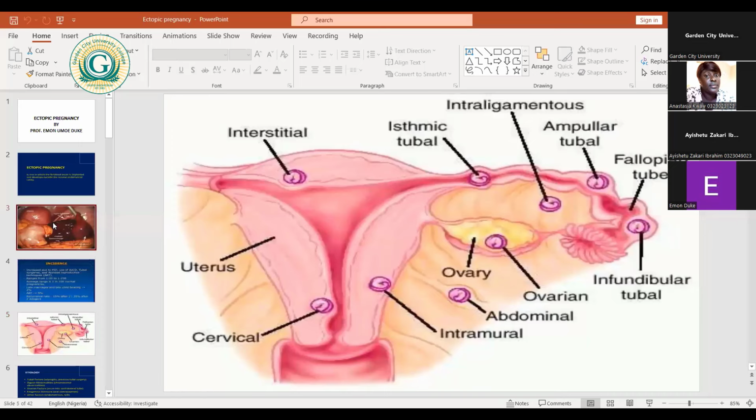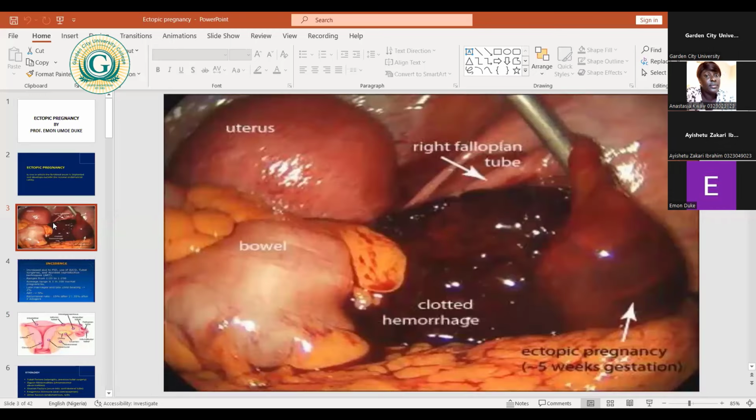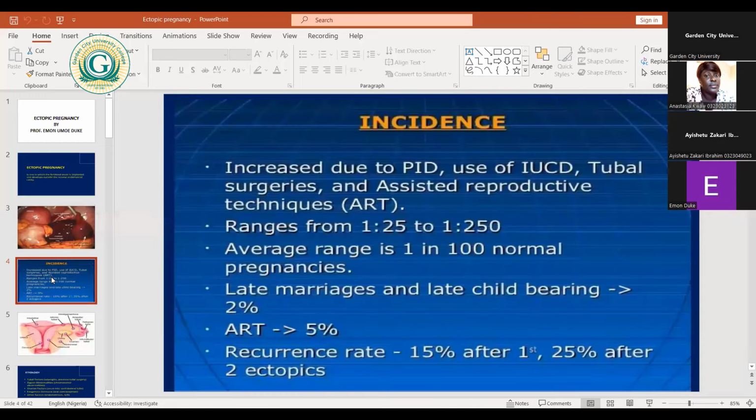Now, you see this one here is a ruptured ectopic pregnancy. If you look, you will see that the right fallopian tube is the one that is affected. And this pregnancy is just 5 weeks gestation. You can see it there. In the center there, there are blood clots and all that. And so what is the incidence?